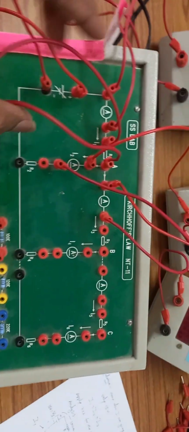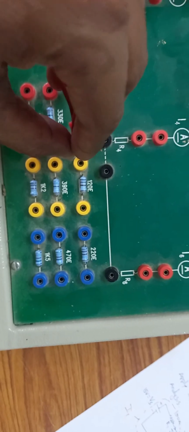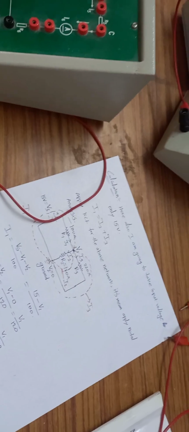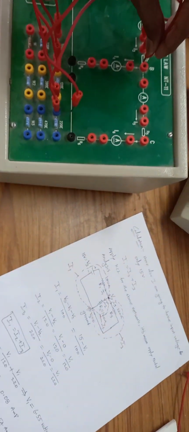First one, 100 ohms, I have connected. And the second resistance, you remember, is 120 ohms, so I am going to connect 120 ohms here. And the third resistance here is 220 ohms according to the circuit. I am going to connect the third resistance here, 220 ohms, first terminal and second terminal.